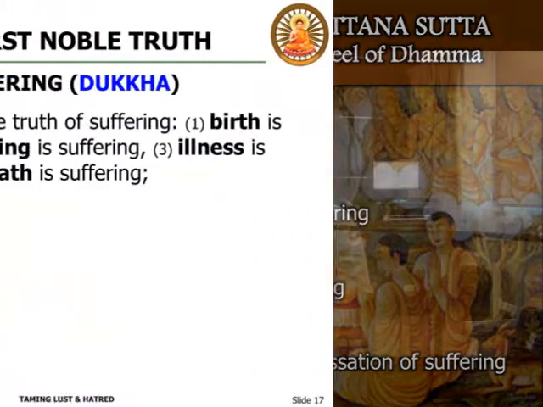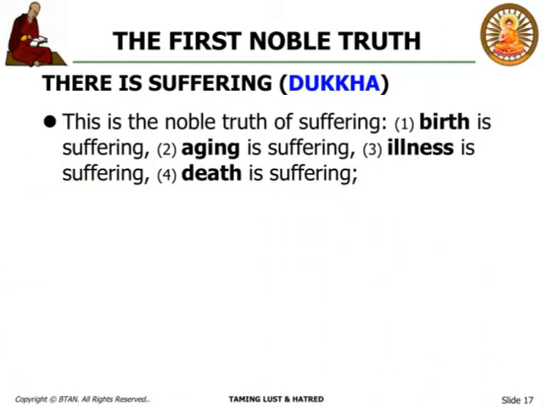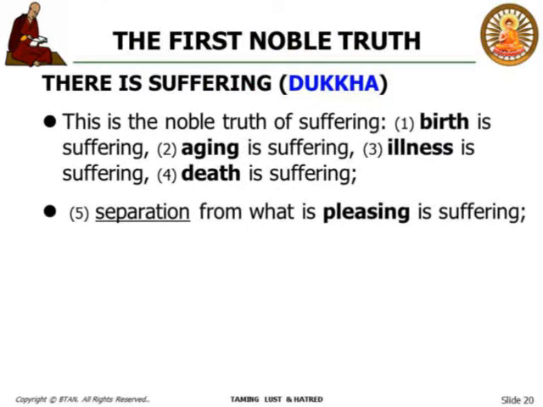If we examine the first noble truth, there is suffering. So the first noble truth talks about suffering. Dukkha. The Buddha described 8 kinds of suffering in this first noble truth. The first 4 are very straightforward. Birth, aging, sickness, and death. Right. Then the Buddha went on to describe the other 4, which are very much mind-made.